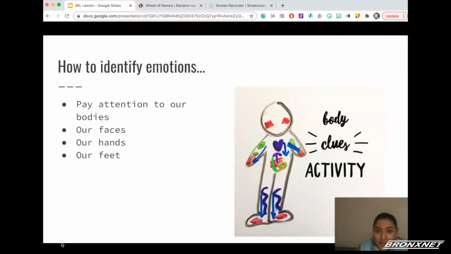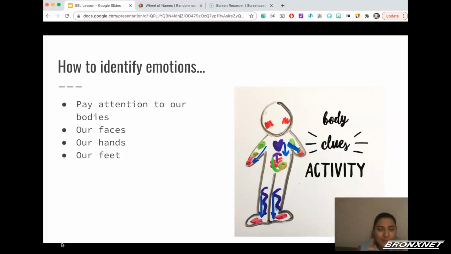To identify an emotion, you first have to pay attention to your body. Certain places to pay attention to is, for example, your face. If you're angry, how does your face feel? Are your eyebrows down? Do you have a frown? Do you feel your forehead tense up more? If you're sad, what's going on with your eyes? Are they tearing up? Do you feel tears coming down? If you're happy, what's going on with your mouth? Is it smiling? Do you feel your dimples? Do you have dimples to feel them? Some of us do. It's okay.